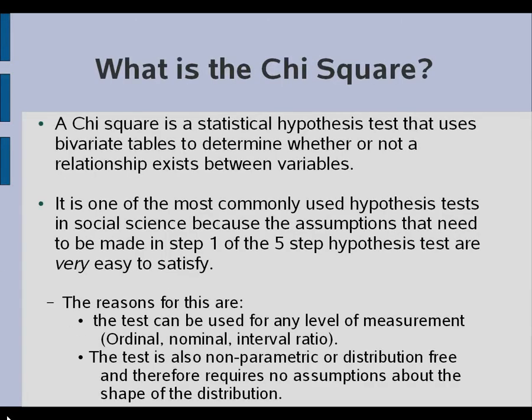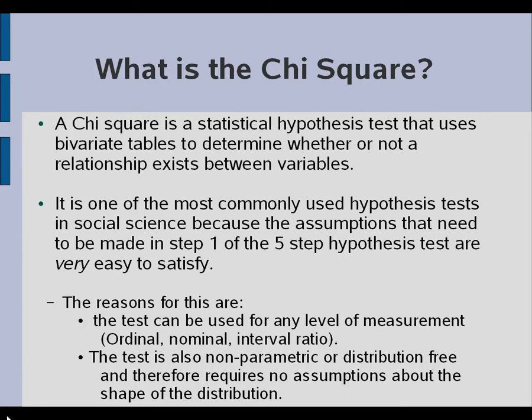What is the chi-square? A chi-square is a statistical hypothesis test that uses bivariate tables to determine whether or not a relationship exists between variables. It is one of the most commonly used hypothesis tests in social science because the assumptions that need to be made in step 1 of the 5-step hypothesis test are very easy to satisfy.